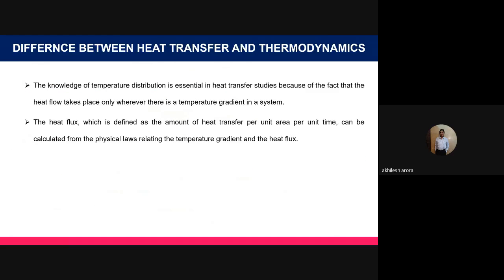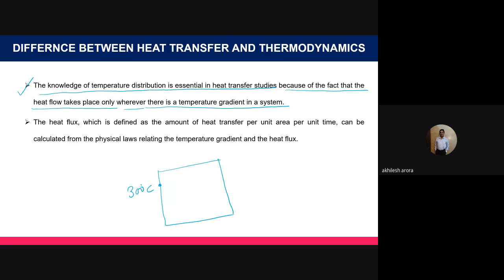Now when we talk about heat transfer, this is very important. The knowledge of temperature distribution is essential in heat transfer studies because heat flows only whenever there is a temperature gradient in the system. For example, if I consider a wall here, and the temperature here is say 300 degrees Celsius, and here also the temperature is 300 degrees Celsius. Do you think that the heat transfer will take place from here to here? No, heat transfer will be zero.